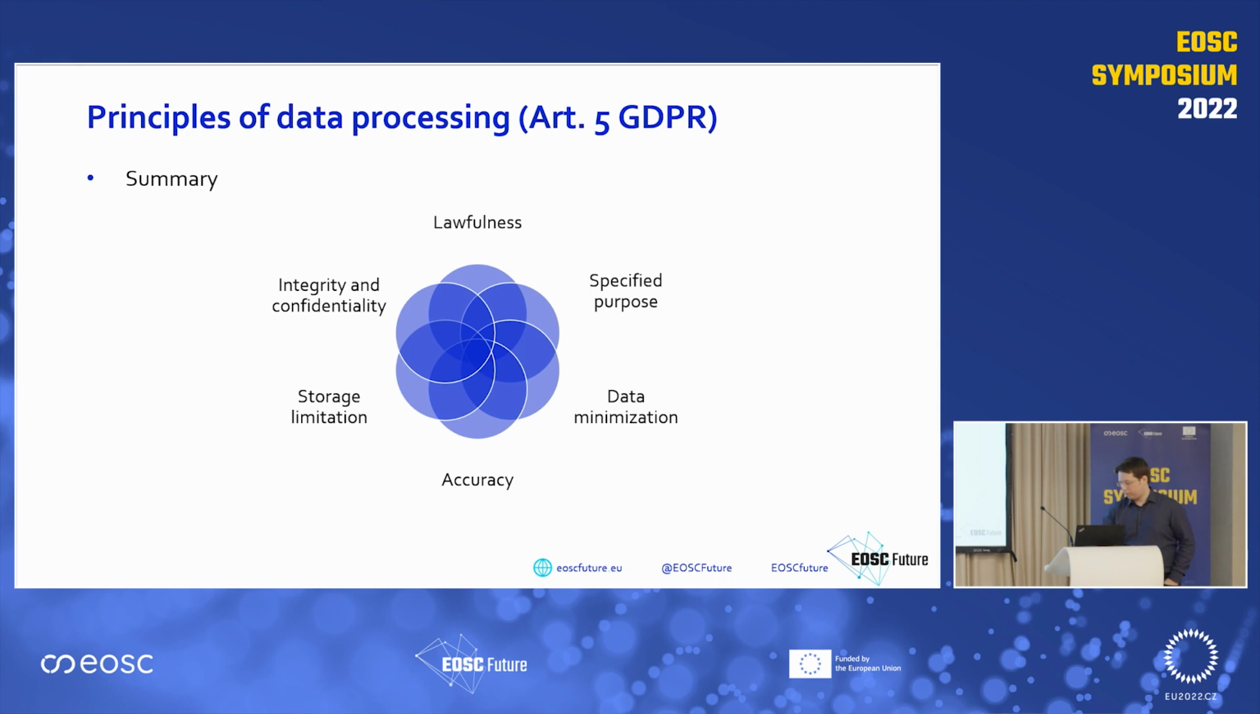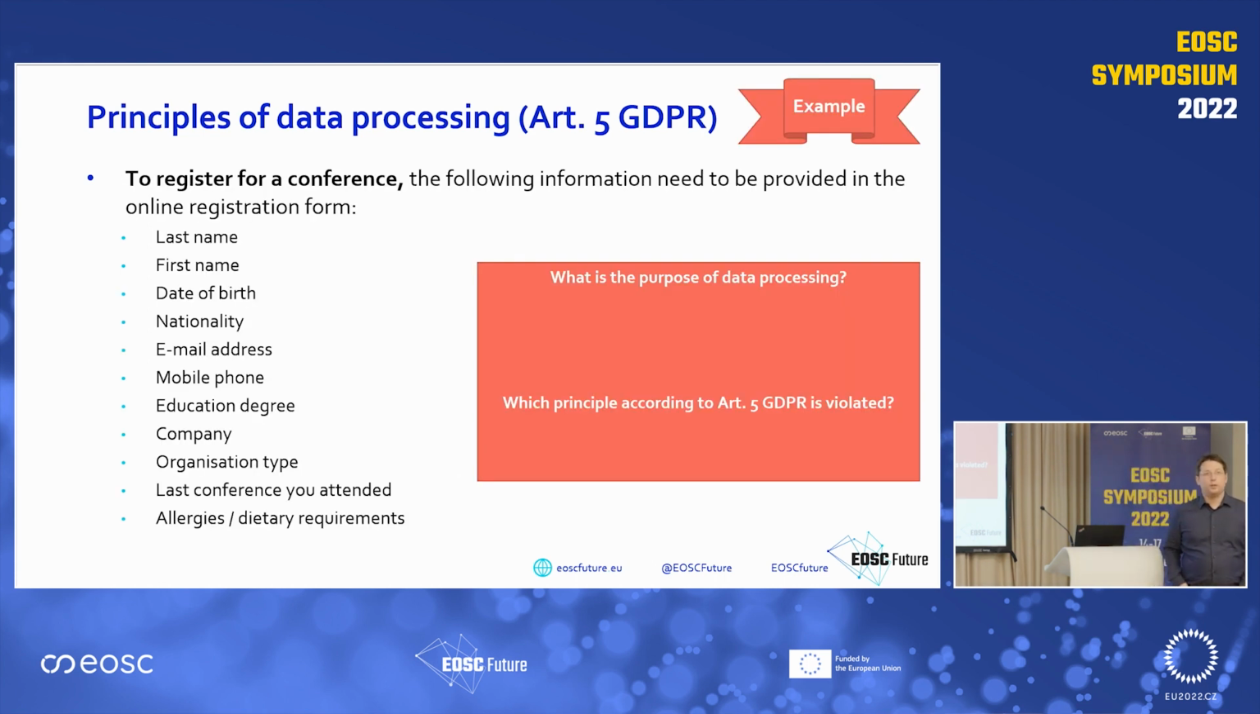And now let's have a look at a practical example, because I think the title of this session was GDPR and data protection based on real-life examples. So I was told, unfortunately, I had to include some real-life examples. So this is the first one. To register for a conference, the following information needs to be provided in the online registration form: last name, first name, date of birth, nationality, email address, mobile phone, education degree, company, organization type, last conference you attended, and allergies and dietary requirements.